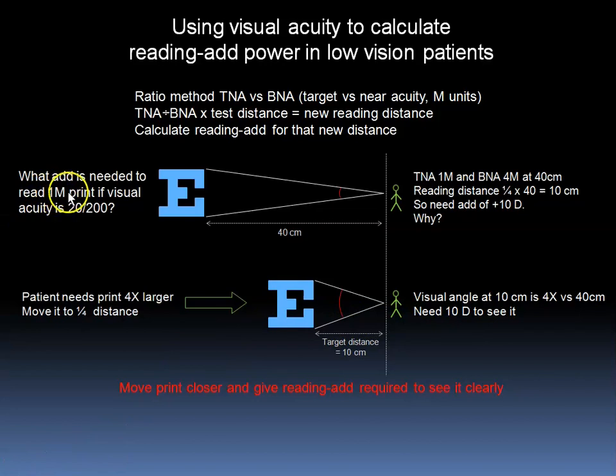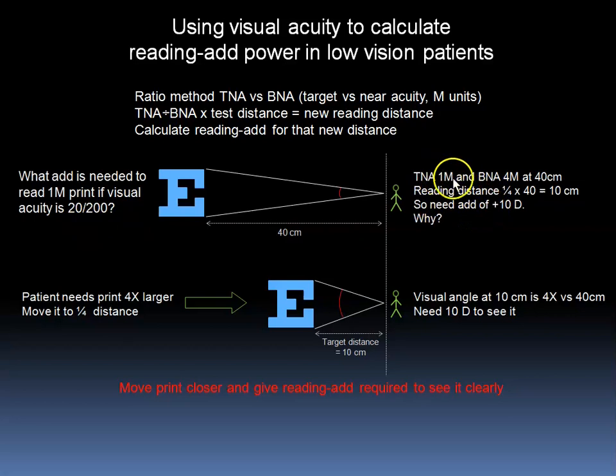What add is needed to read the 1M print at 40 centimeters away if the visual acuity is 20 over 200? Recall that the 1M size letter occupies a visual angle similar to a letter that is at 20 over 50 size. The target near acuity is to be able to read the 1M print, which is normally seen at 40 centimeters away. This patient's best near acuity is to be able to read the 4M print, which is 4 times larger, because the vision is 20 over 200, which is 4 times less than 20 over 50.